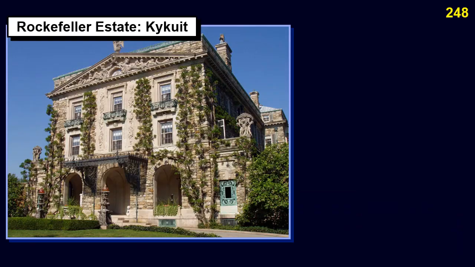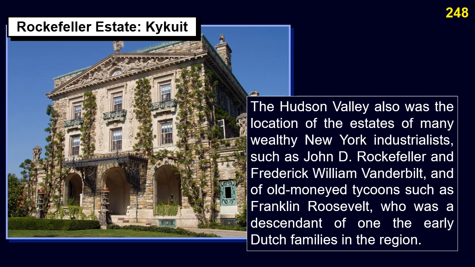The Hudson Valley also was the location of the estates of many wealthy New York industrialists, such as John D. Rockefeller and Frederick William Vanderbilt, and of old-moneyed tycoons such as Franklin Roosevelt, who was a descendant of one of the early Dutch families in the region.